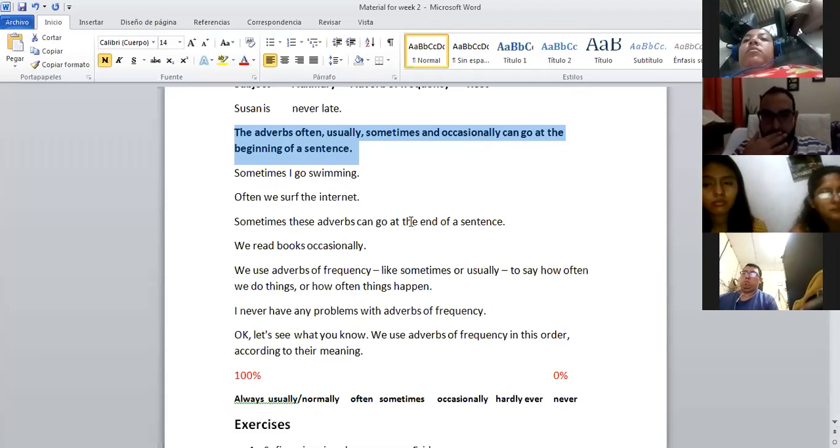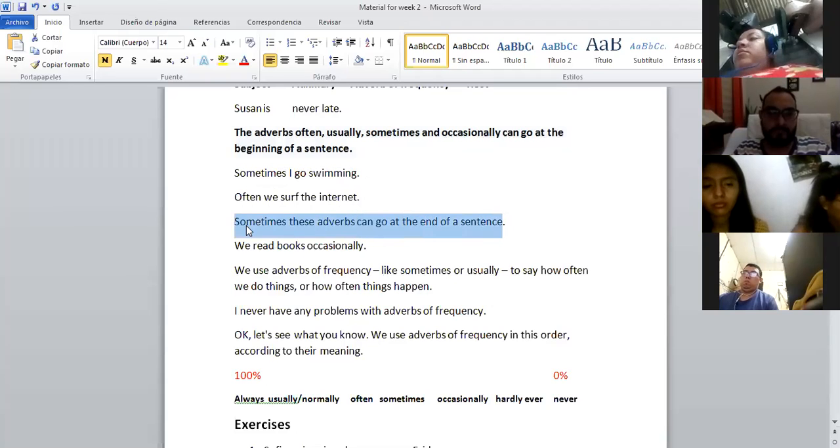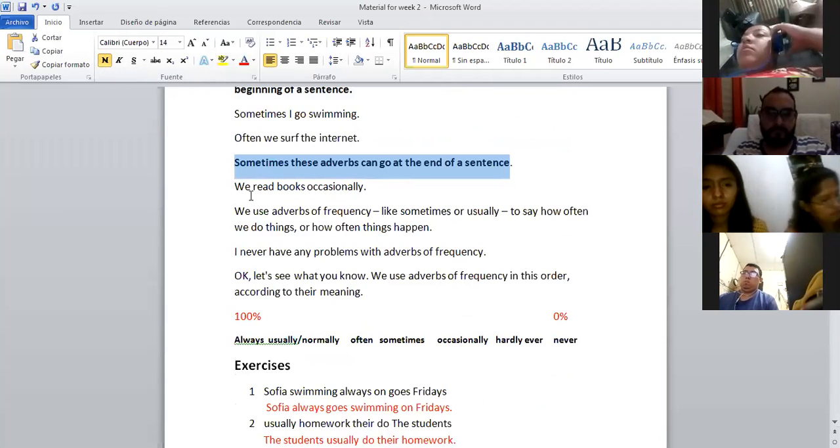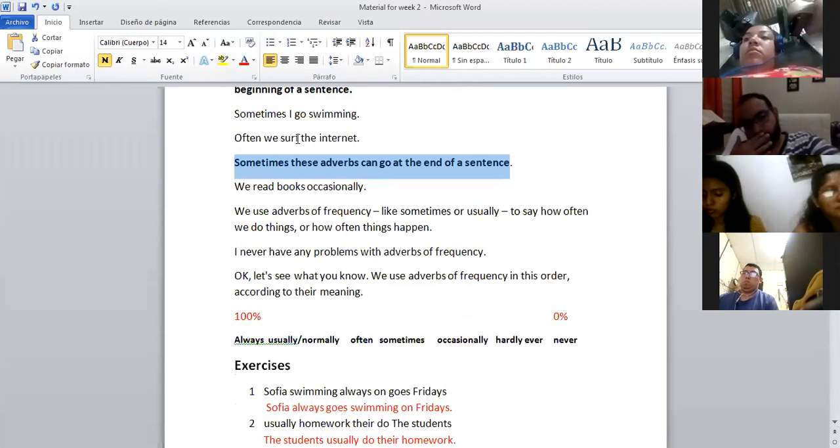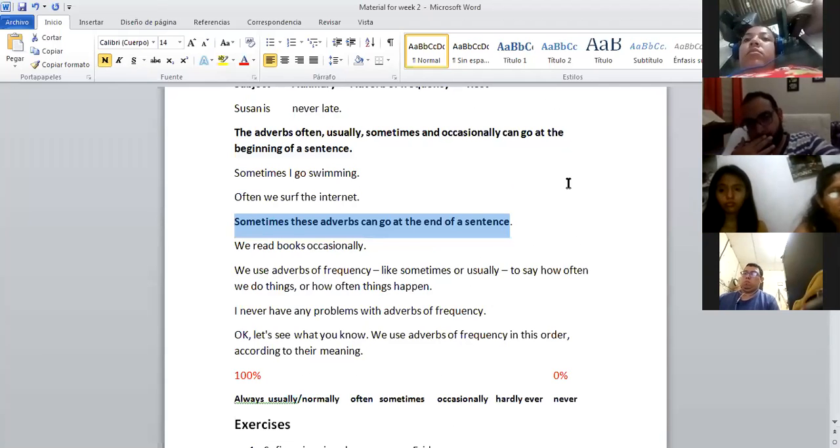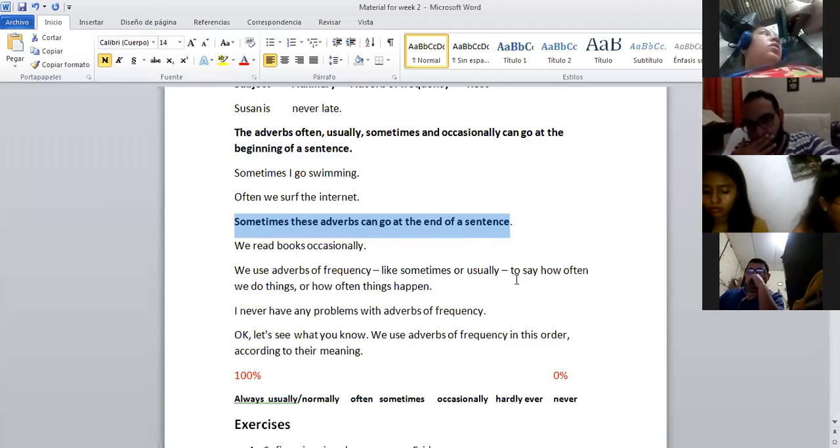Sometimes these adverbs can go at the end of the sentence. We read books occasionally. So we can use often at the end.